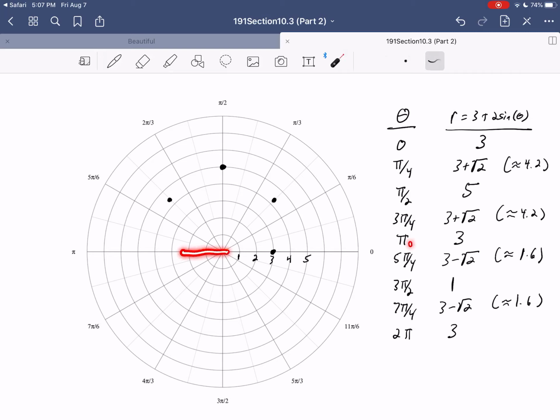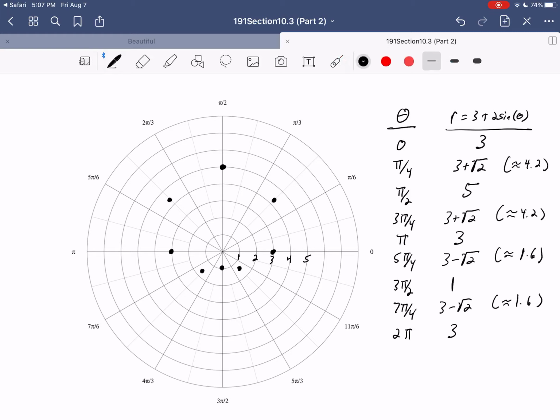Then at pi, we're facing this way, and we have a radius of 3. So it looks like we should be right there. Then at 5 pi over 4, so we're facing down this way. Notice we still have a positive radius, 1.6, so we'd still actually move into quadrant 3 there. So a radius of 1.6 should put us maybe somewhere right about there, sort of between the 1 and 2 radius. Then at 3 pi over 2, we're looking directly down this way, and we're at radius 1, so we should be right there. And then 7 pi over 4, we're going this way. 1.6 is the radius, so it looks like we should be right about there. And then 2 pi facing this way, 3, we're going to close up our curve.